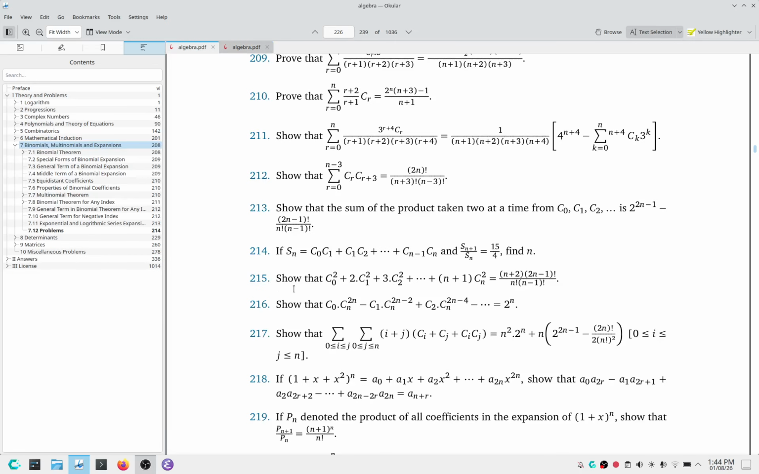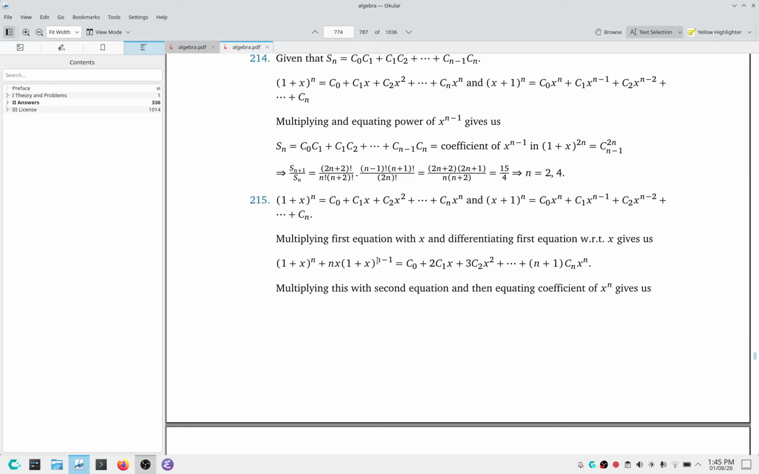Question 215 says that show that C0 square plus 2C1 square plus 3C2 square and up to (n+1)Cn square is equal to (n+2) times (2n-1)! upon n! times (n-1)!. So we have these two equations from previous questions.